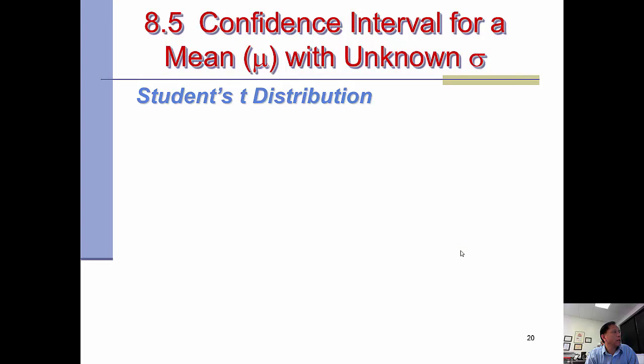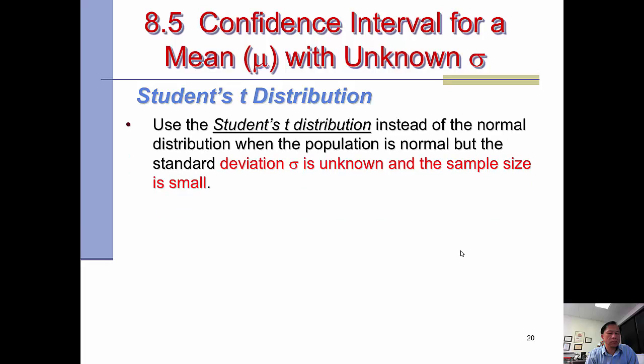95% confidence level is most often used, as you may know. Okay? Student t distribution. From this point on, from page 20 on, you will not be tested on this. We will not include that in the test. It's just for your knowledge, for your interest. If you're interested in this material, basically we use the student t distribution instead of the normal distribution when the population is normal, but the standard deviation is unknown and the sample size is small. Then we use student t.